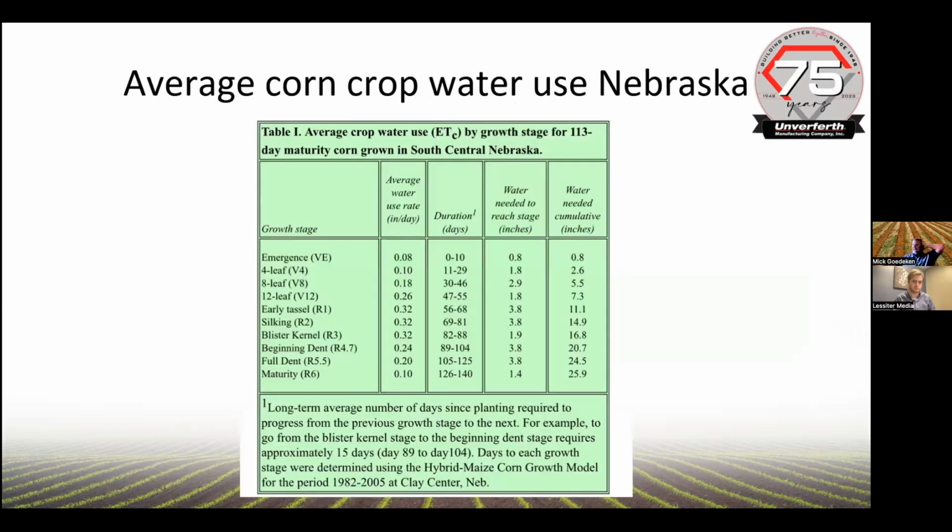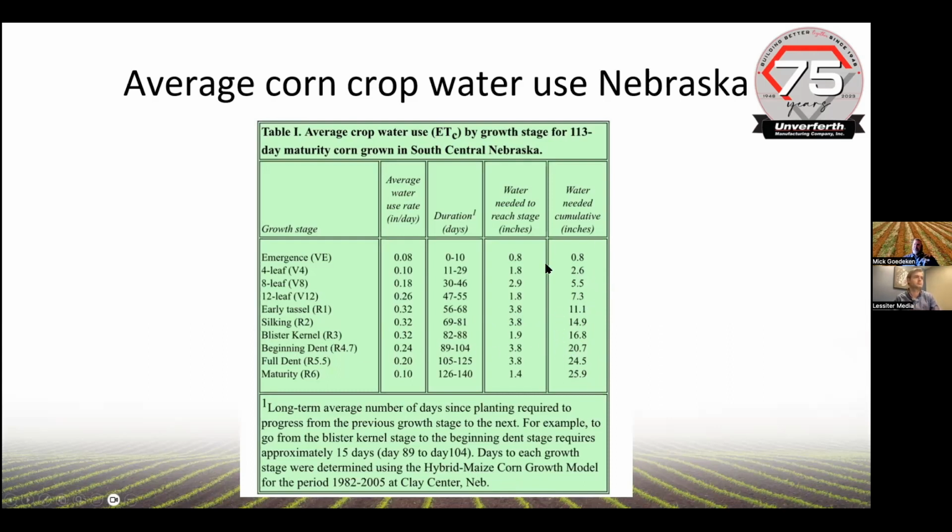Here, I left this in after I threw that other one in, just because I said the amount of water required to grow a corn crop will vary based off of who publishes the data. This is the University of Nebraska. They say 25.9 versus the 26.1 we looked at earlier. And once again, that is showing us the cumulative inches needed. The big time that we needed is that reproductive stage.